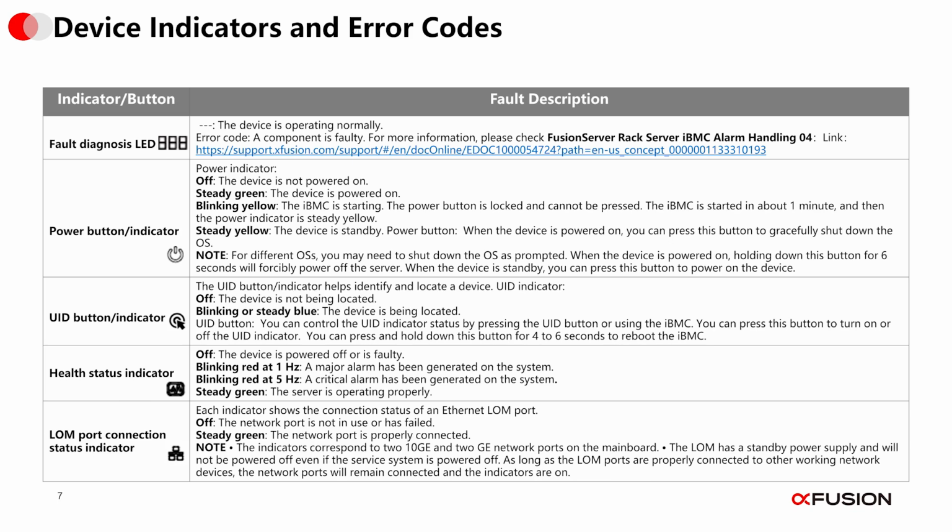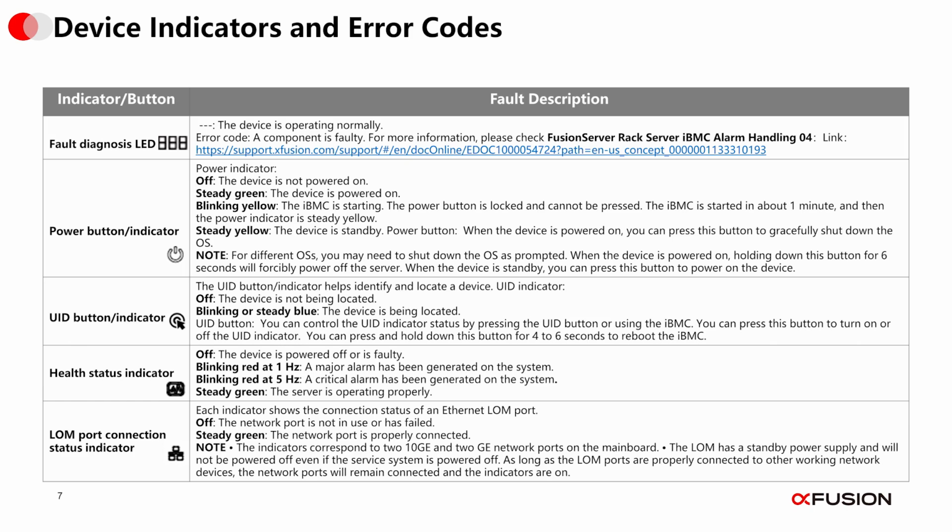After we get the basic fault information clear, we can ask the customer whether there are device indicators and error codes on the front panel of the server. The fault diagnosis LED showing 3 short lines means the server is operating normally. If some other number or letter occurs, it means a component is faulty. For more information, please check the FusionServer Rack Server iBMC alarm handling.